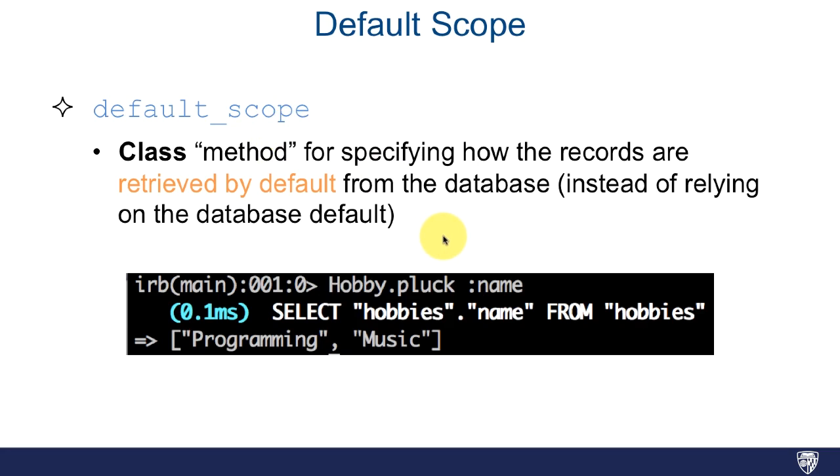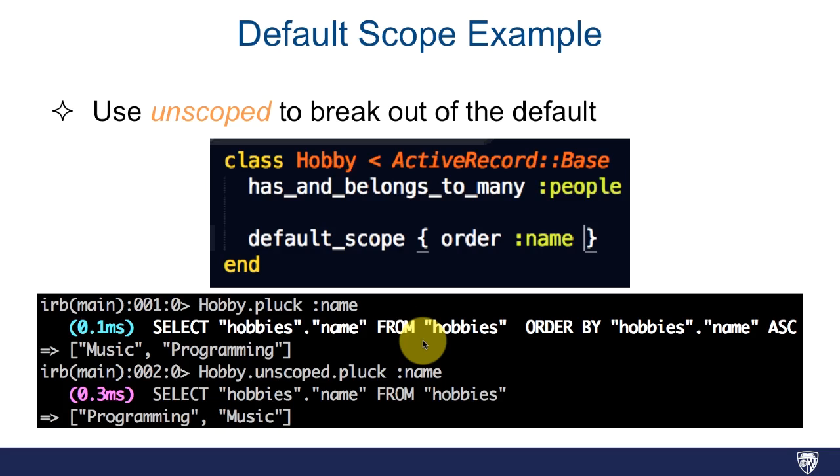So for example, let's say when you do hobby.pluck by name, you get programming and then music. But let's say you want it in alphabetical order, so you could specify a default scope of order by name that basically says, well, order name, we already know what that is. That's just a way to tell Active Record to sort by name. So now when you do hobby.pluck by name, you get music and programming, which is sorted in alphabetical order.